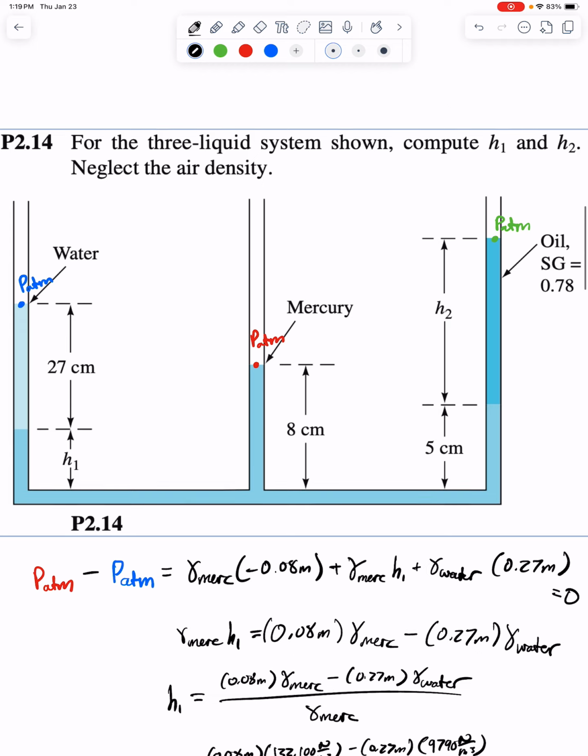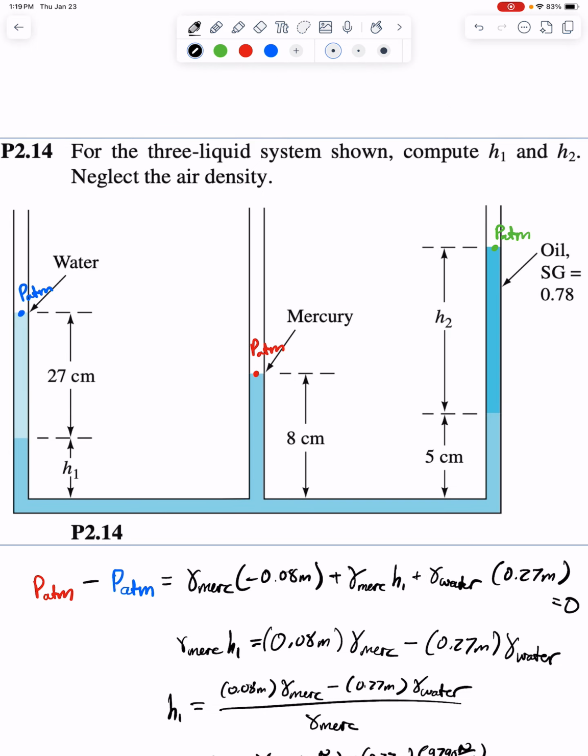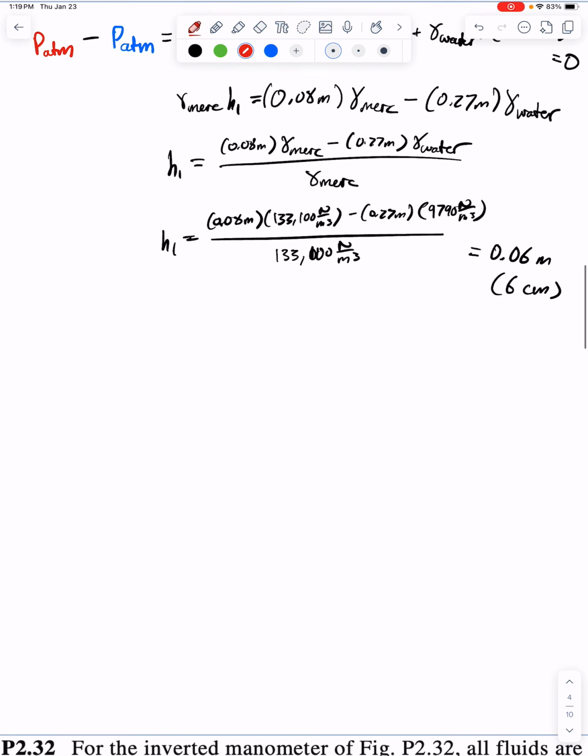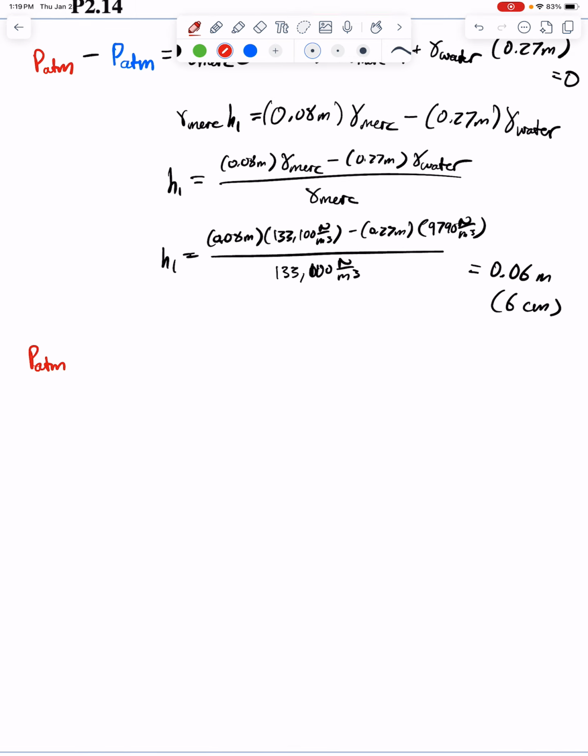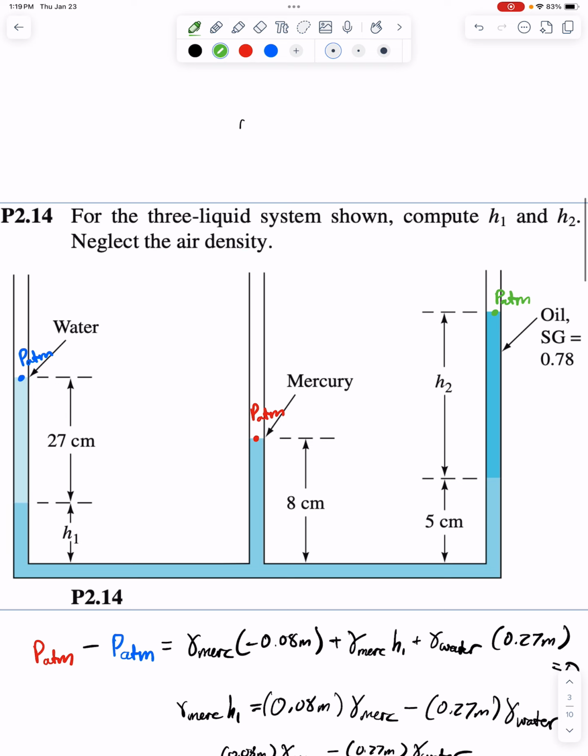Okay, now I'm going to move to the right-hand side of the system. Same convention. So P atmosphere on the mercury minus P atmosphere on top of the oil. For the oil, we're given specific gravity, whereas usually we work with specific weight. All specific gravity is referring to is the specific weight of your current fluid with respect to water, or compared to water.